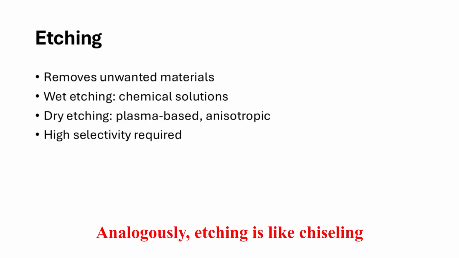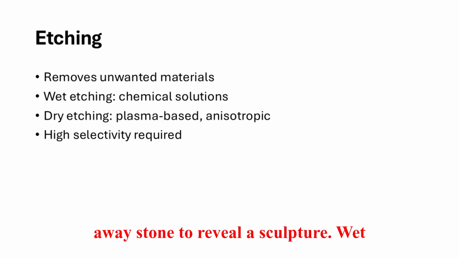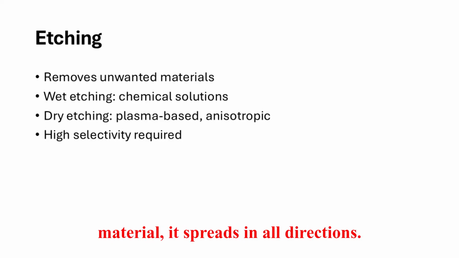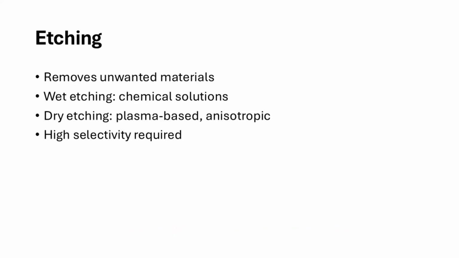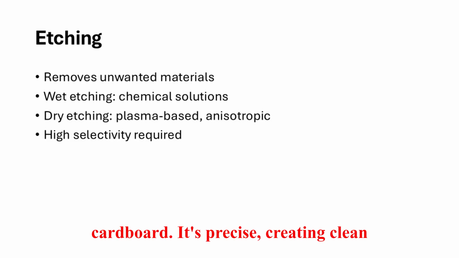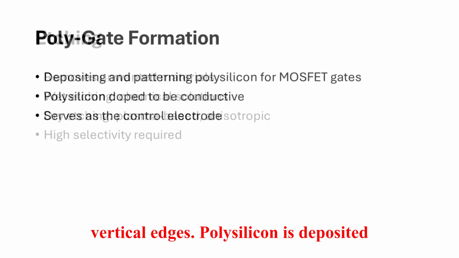Analogously, etching is like chiseling away stone to reveal a sculpture. Wet etching is like using acid to dissolve material. It spreads in all directions. Dry etching is like laser cutting cardboard. It's precise, creating clean vertical edges.